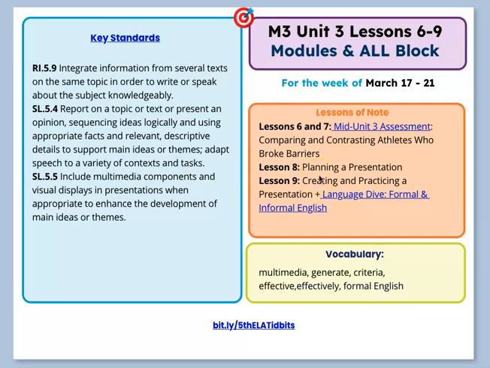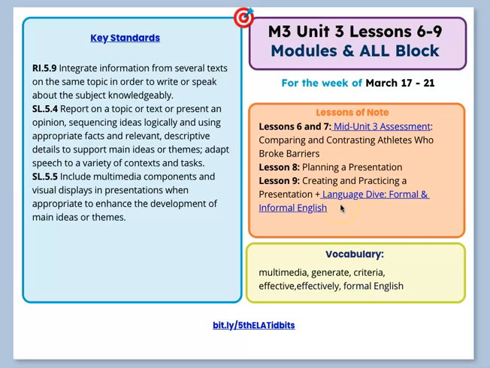So they're going to be planning their presentation. You go over what a presentation looks like, what your expectations are. There's some technology pieces in there. And then in Lesson 9, they start creating and practicing their presentations. So that will be Lessons 9 and 10.